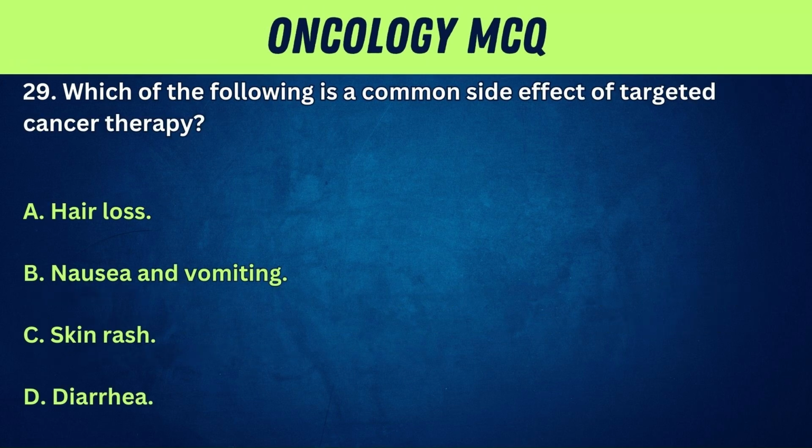29. Which of the following is a common side effect of targeted cancer therapy? A. Hair loss. B. Nausea and vomiting. C. Skin rash. D. Diarrhea.